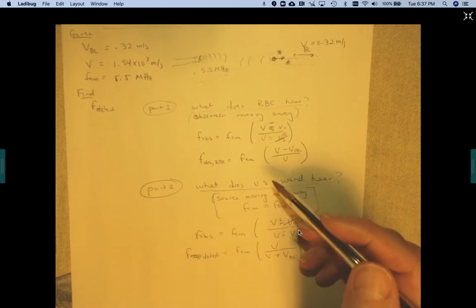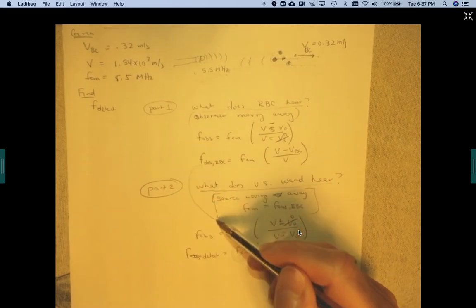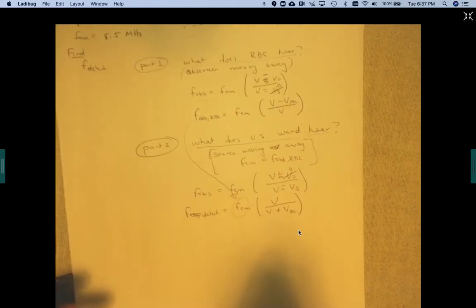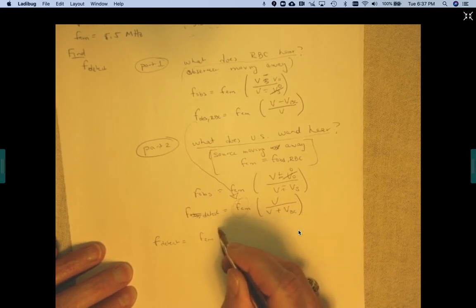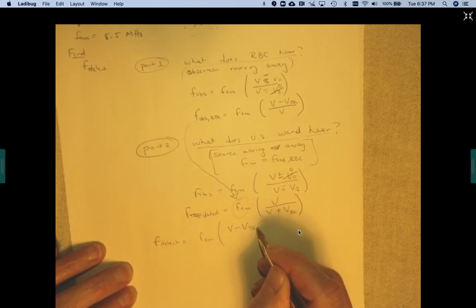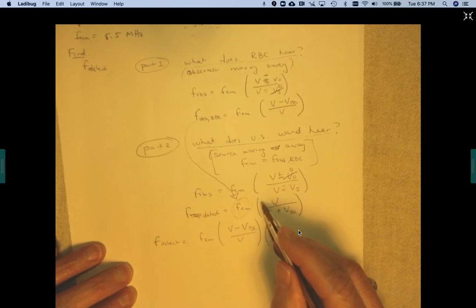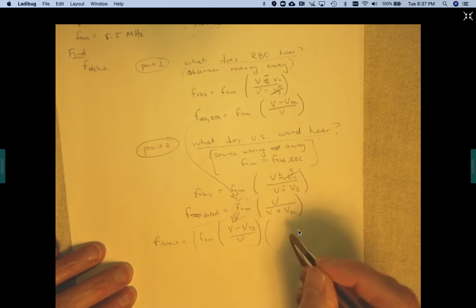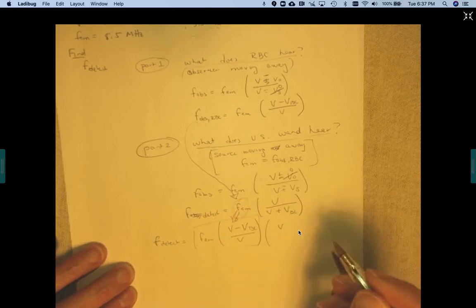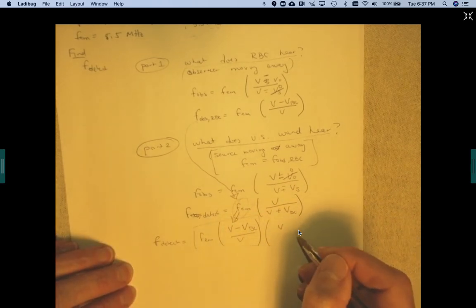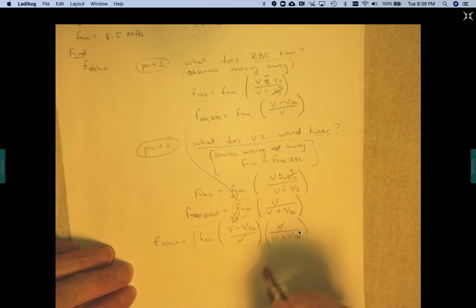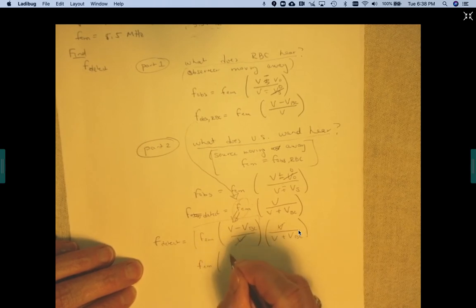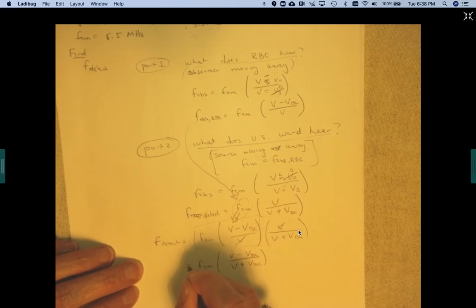Now what's emitted by the blood cell is what's heard by the blood cell up here. So the detected frequency equals the emitted frequency of the ultrasound, times v minus v blood cell over v, and then times the shift due to the ultrasound detecting a reflected wave from a receding source, v over v plus v blood cell. So these v's go away. We get our emitted frequency times (v minus v blood cell) over (v plus v blood cell) equals our detected frequency.